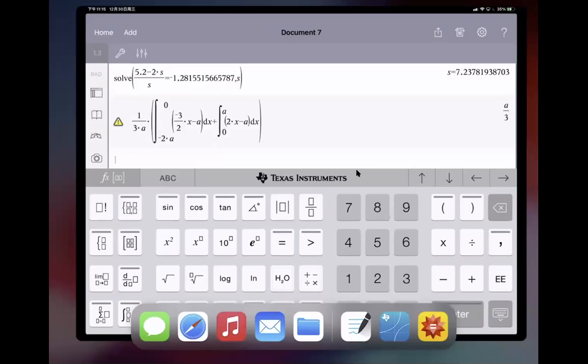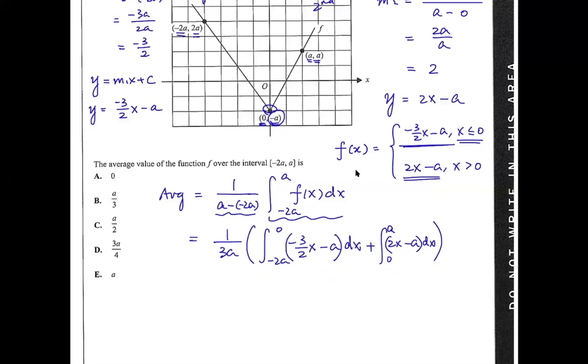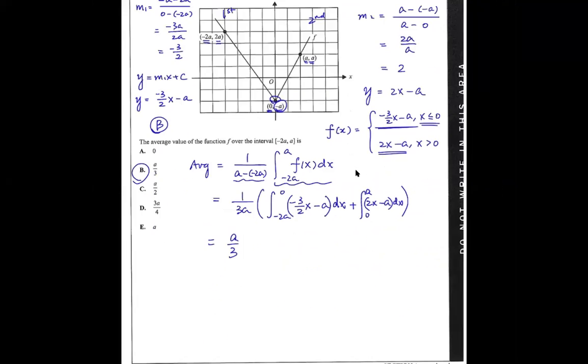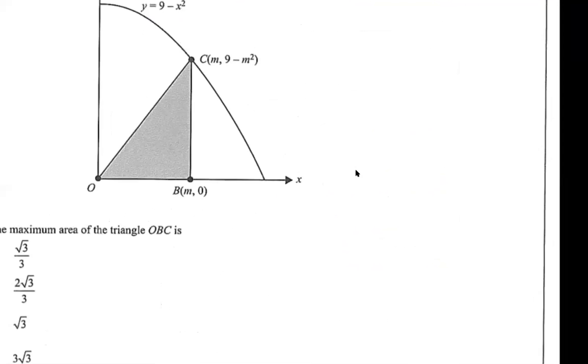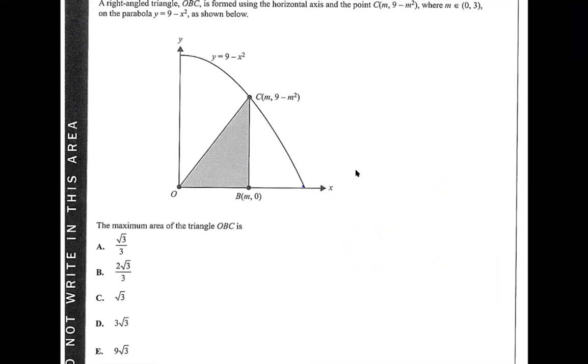A over 3. Looks complicated, but if you know what you are doing, it will not be difficult at all. Oh, question 16, a typical F max, F min question. So you should have 3, 0 here. The area is A equal to half m times the y coordinate 9 minus m squared.